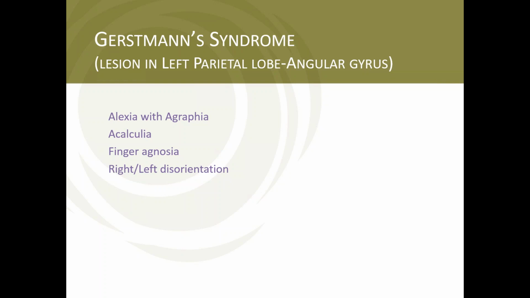Finger agnosia is the inability to recognize the fingers' names. So you ask them, what do you call this finger? A lot of my patients say, I call it a finger. I said, so which finger is that? That's a finger. I said, so what's the difference between this finger and this finger? No difference, they're fingers. So it's the inability to recognize the names of the fingers, which finger is which. And the last one is right-left disorientation. If you ask them which one is your right side, they can't differentiate between right and left.